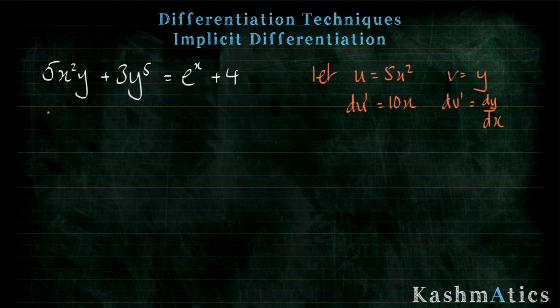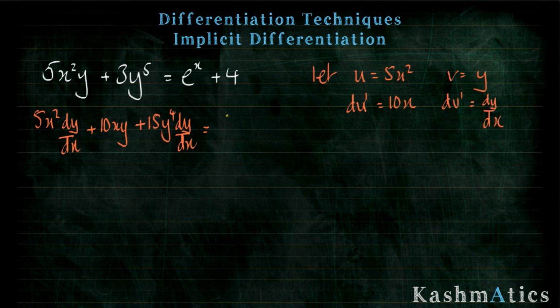Okay, let's put it all together then. So the product rule first. So u dv, 5x squared dy by dx, add v du, so 10x times y, so 10xy, plus this becomes 15y to the power 4 dy by dx. Okay, always remember to hook on your dy by dx, equals e to the x, which is just e to the x, and the 4 disappears.